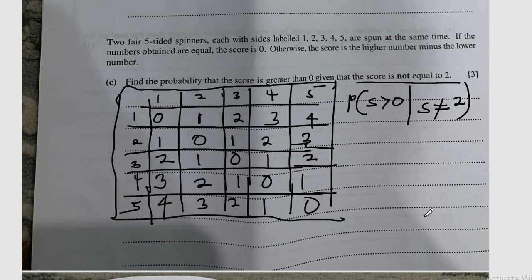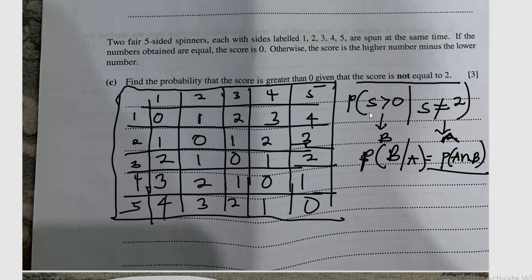So we have to find the probability that the score is greater than 0, given that it's not equal to 2. Let me represent this one as event B and this one as A. It's called conditional probability. Probability of B given A means probability of A intersection B all over probability of A.